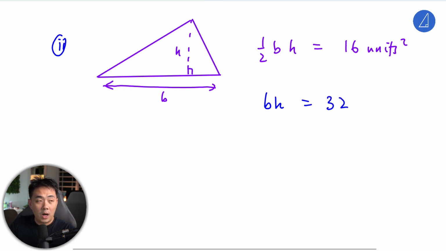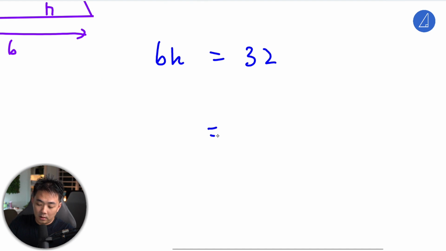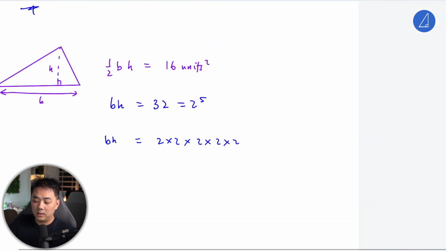So how do we make sense of it? This is where you use prime factorization, because by using prime factorization you can see how a composite number behaves. Prime numbers are like atoms to numbers. If you are able to prime factorize it, you can guess what the number is made of. So this is 2 to the power of 5, which is 2 times 2 times 2 times 2 times 2. Now this is interesting.